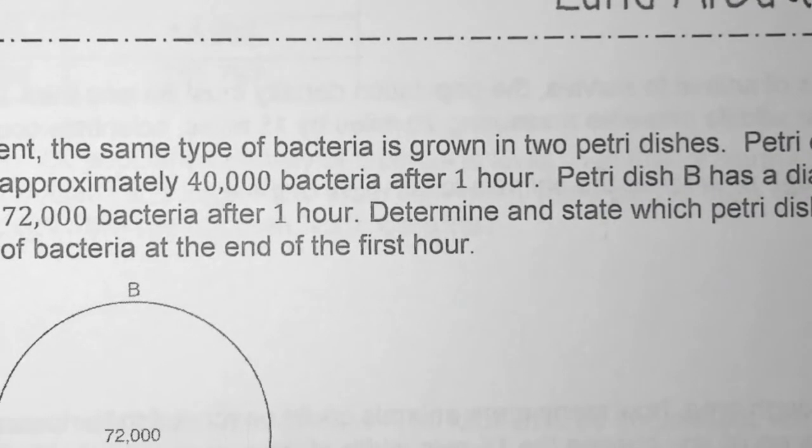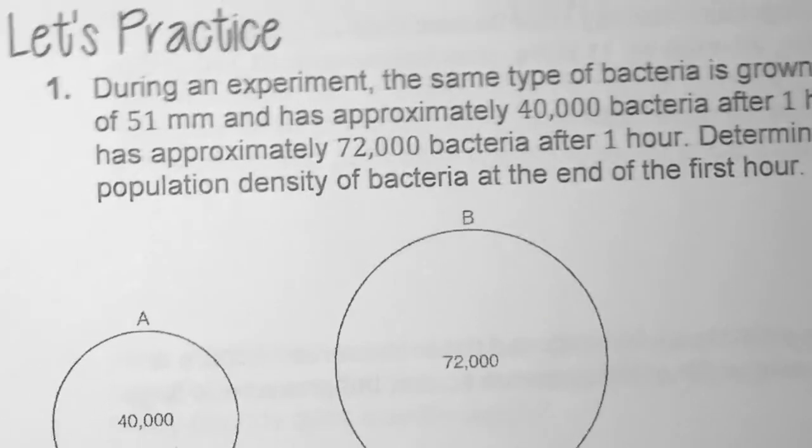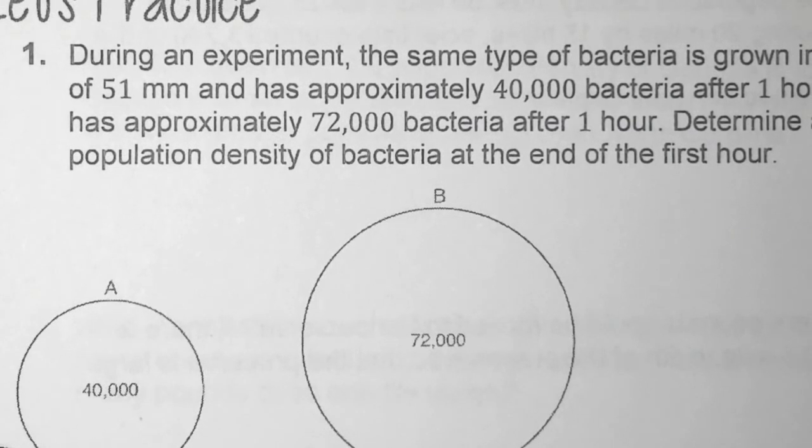First one doesn't deal with people. It talks about bacteria. It's more of like a science experiment they're doing. So it says during an experiment, the same type of bacteria is grown in 2 petri dishes. Petri dish A has a diameter of 51 millimeters and has approximately 40,000 bacteria after 1 hour. Petri dish B has a diameter of 75 millimeters and has approximately 72,000 bacteria after 1 hour. Determine and state which petri dish has the greater population density of bacteria at the end of the first hour.